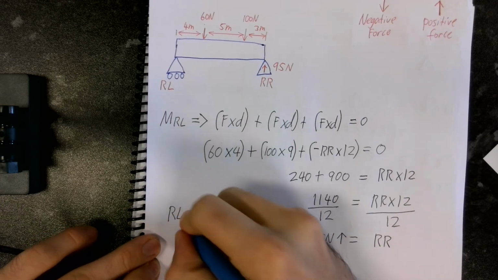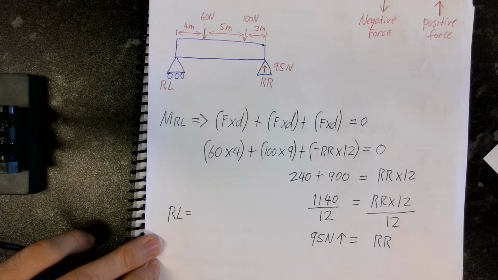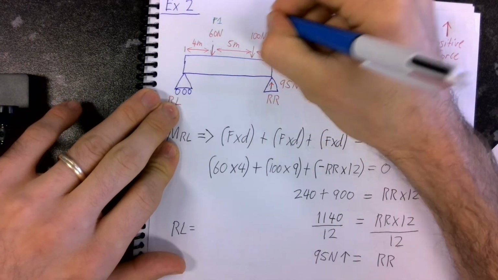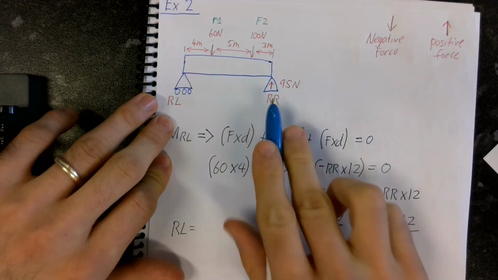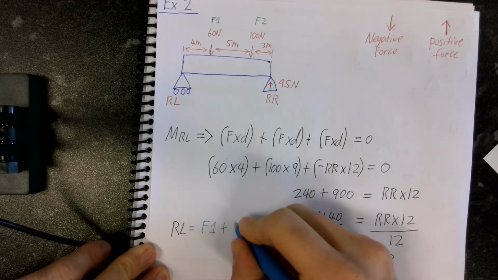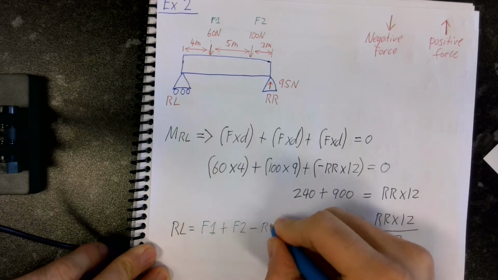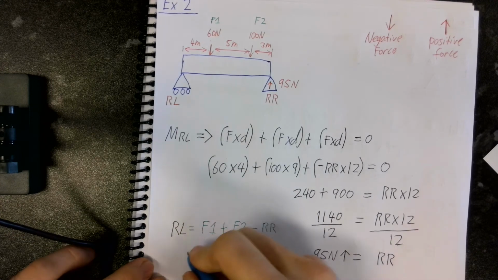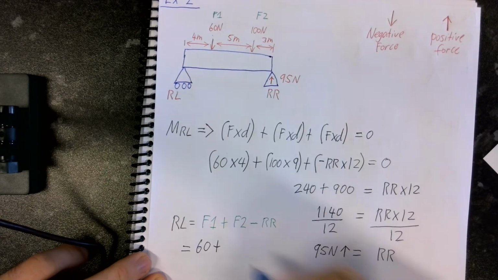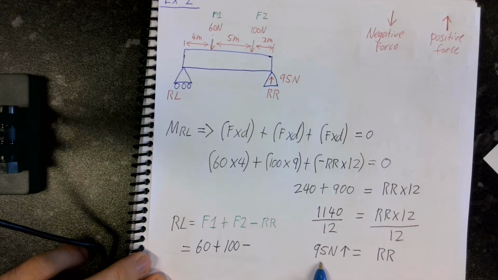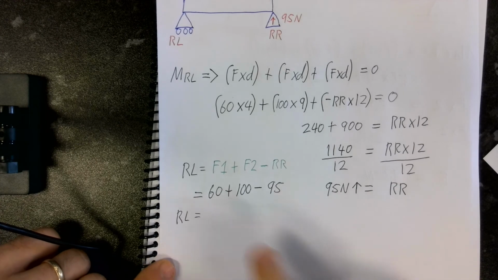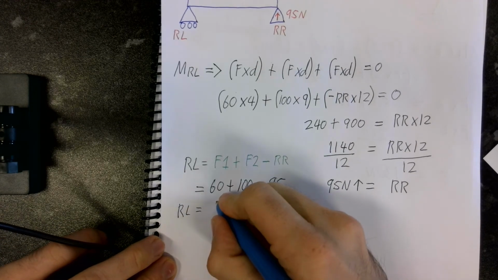So basically RL is equal to, and I'll do this in green. So basically this is force 1. That's force 2, okay, and then we've got our RR. So it's basically force 1 plus force 2 take RR, okay, so we can do that now. So force 1, as we know, is 60 newtons, okay, so you put that in, 60, plus force 2, which is 100, so put that in, 100. Take RR, we know that's 95, so you place that in, 95, okay. So RL is worth 60 plus 100, take 95, which is 65 newtons.